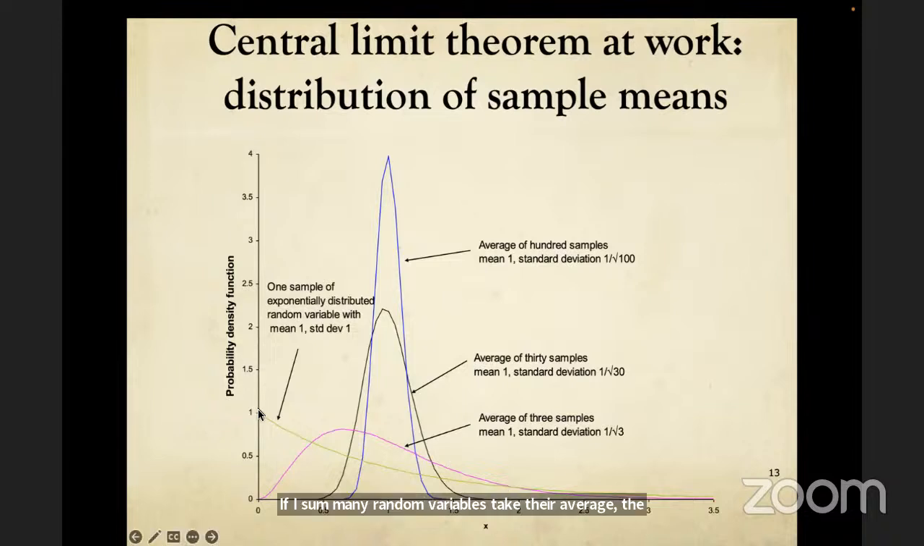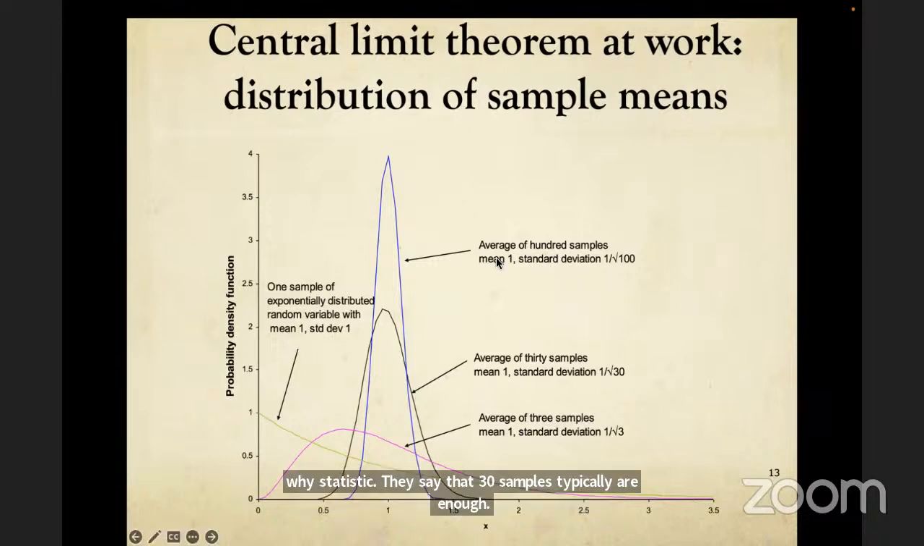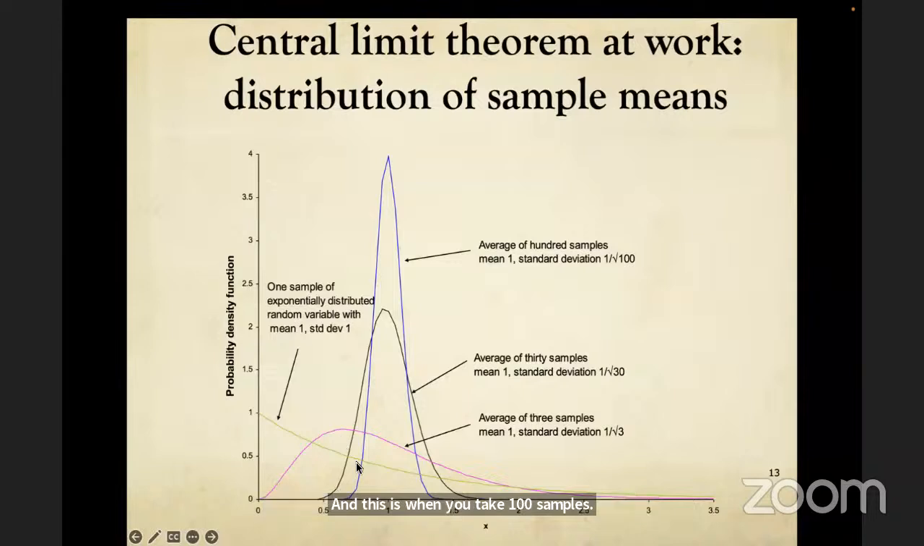Let's see that in play here. This density function, if one random variable has it, and I take 3 such independent copies of the random variable and divide by 3, I get this function here. This is a new probability density function, the average of 3 samples. The mean is 1, and the standard deviation now is 1 upon root 3. So it's already looking like a bell curve. And when I take 30 samples, it's very much like a bell curve. It's indistinguishable from a bell curve. That's why in statistics they say that 30 samples are typically enough. You can use the Gaussian distribution when you have 30 samples. And this is when you take 100 samples. What you're also seeing is that these curves look like bell curves, but they're also becoming more peaked.